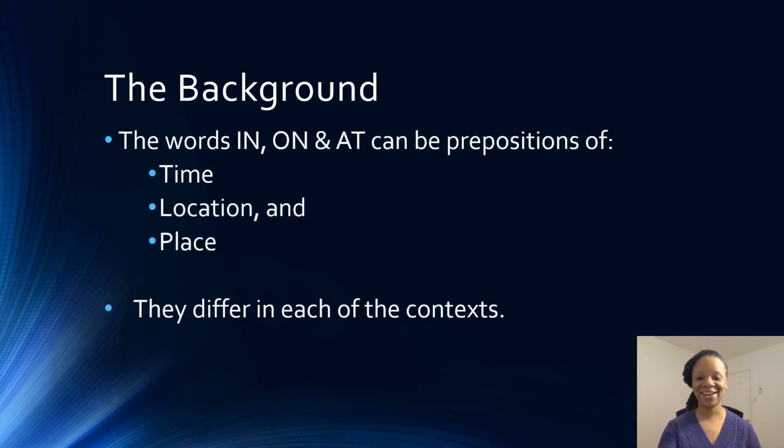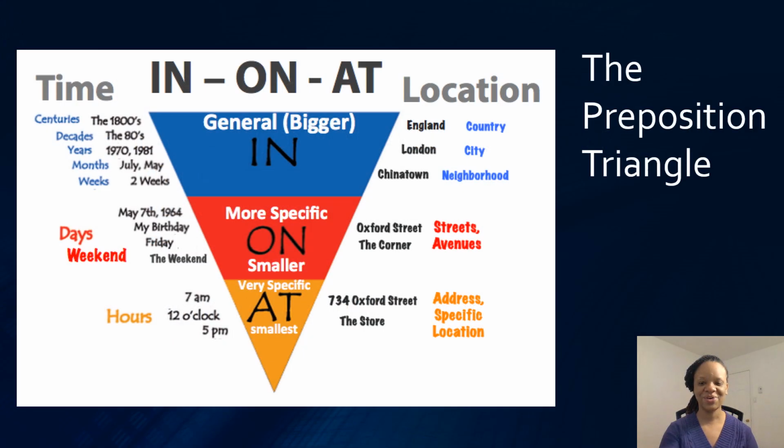The words in, on, and at can be used as prepositions of time, location, and place. That can be a bit confusing, right? But each of the contexts in which they can be used differ. Okay, so here's a quick glance at the preposition triangle, which explains how in, on, and at can be used as prepositions of time and location. And there are two additions that I'm going to make on the next slide.